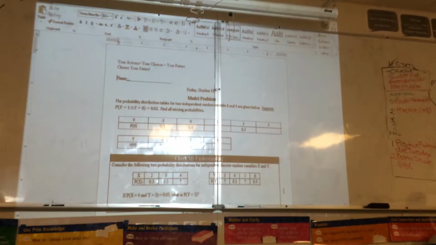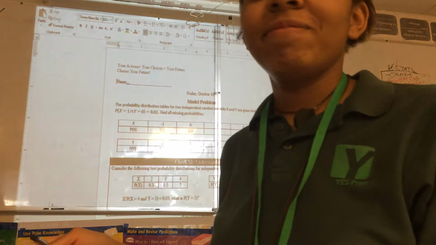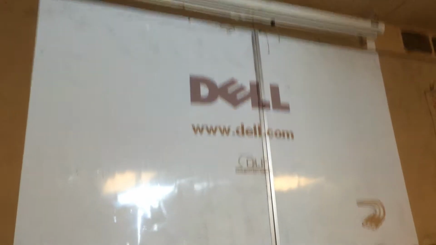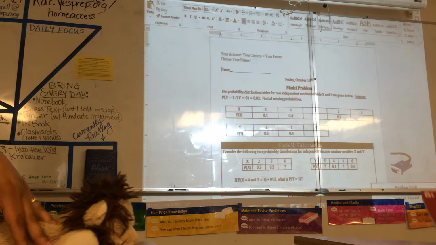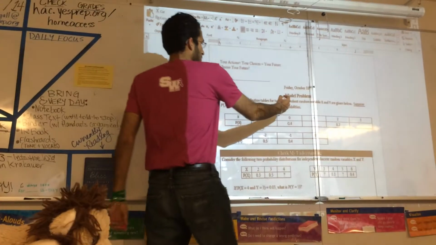Distribution tables for two independent random variables, x and y, are given below. Suppose the probability of x equaling 1 and y equaling 0 equals 0.2. Find the missing probabilities. They tell us that these two variables are independent.